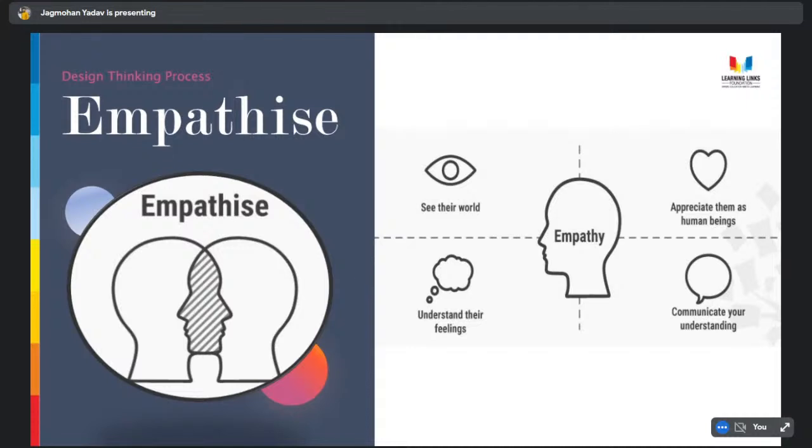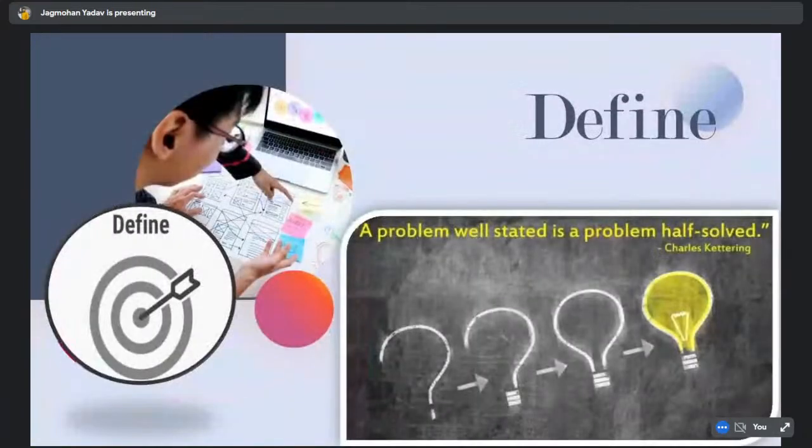So now when we do empathize, the next is define. We need to define. The define statement is very simple. I will say, how can I solve a problem? What is the problem?